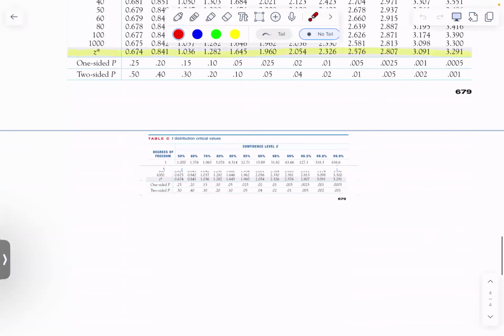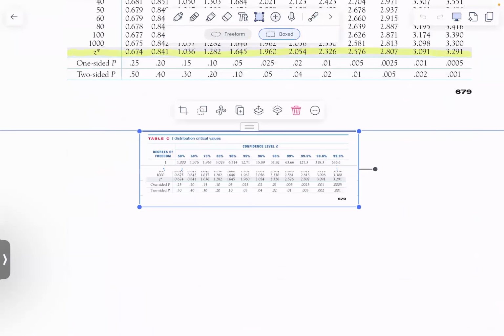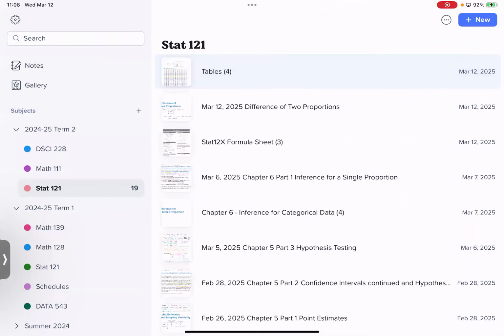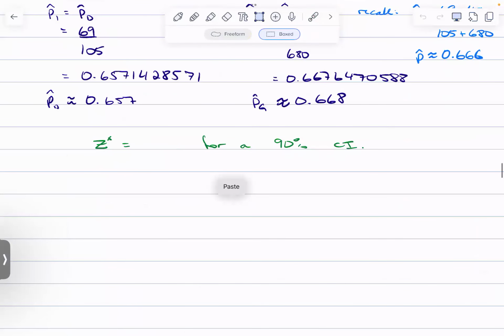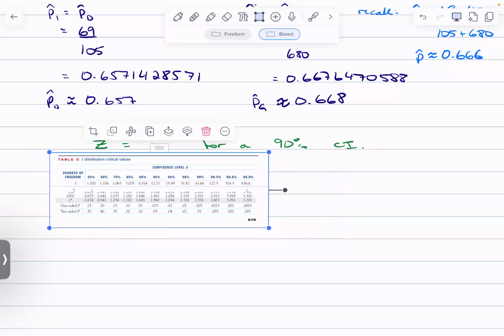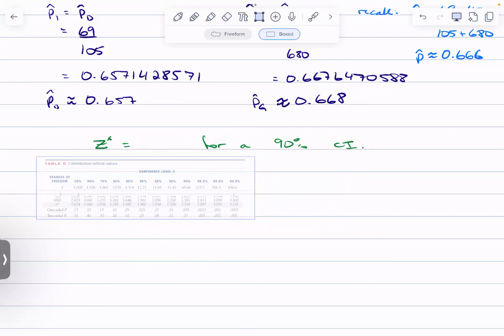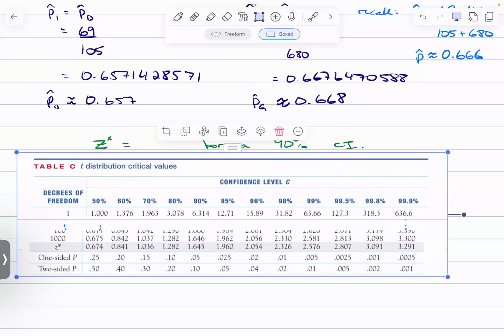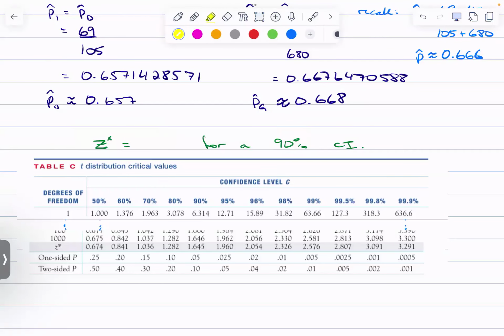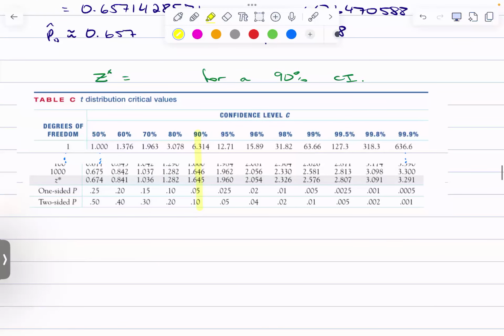Or I think it's easier to just use the t table, and I'm gonna just zip this up a little bit and say, well, I want a 90% confidence interval. And for that, my z-star is gonna be 1.645. I think that's a little bit easier.